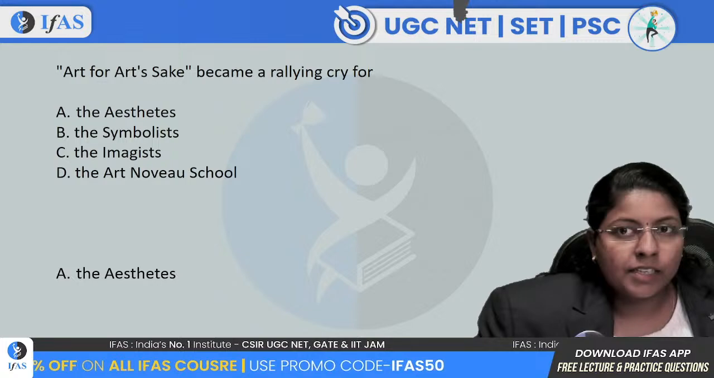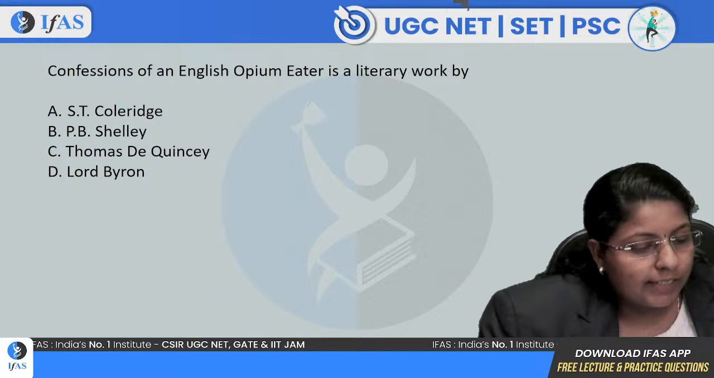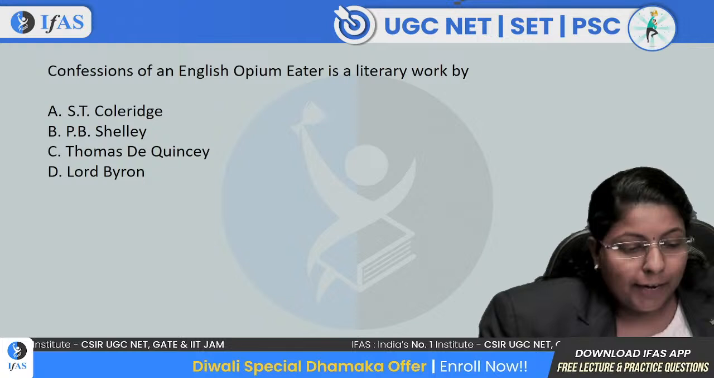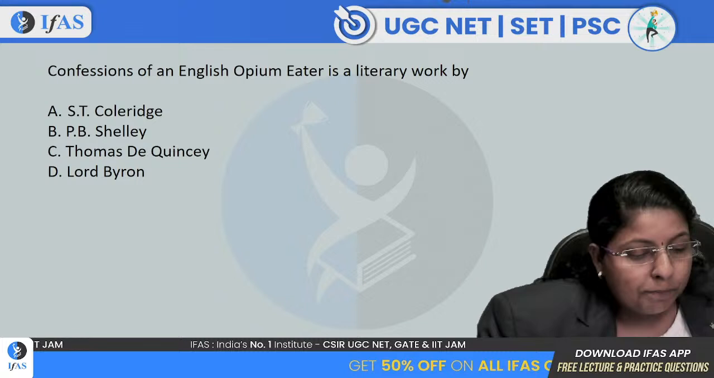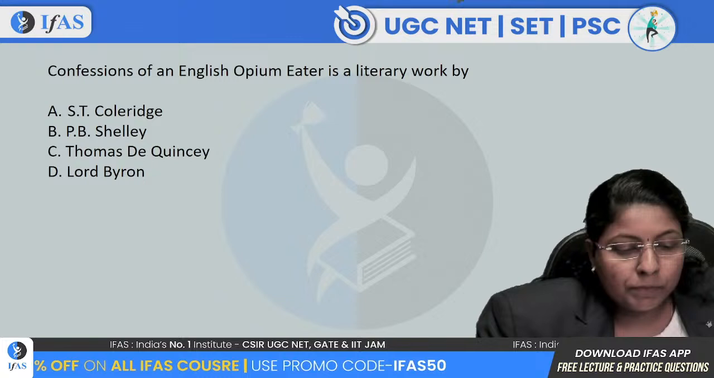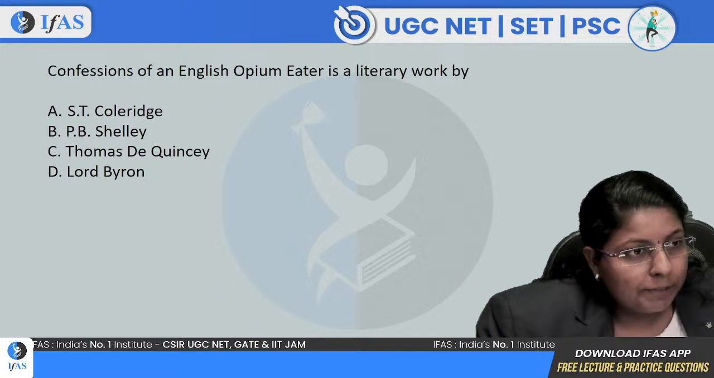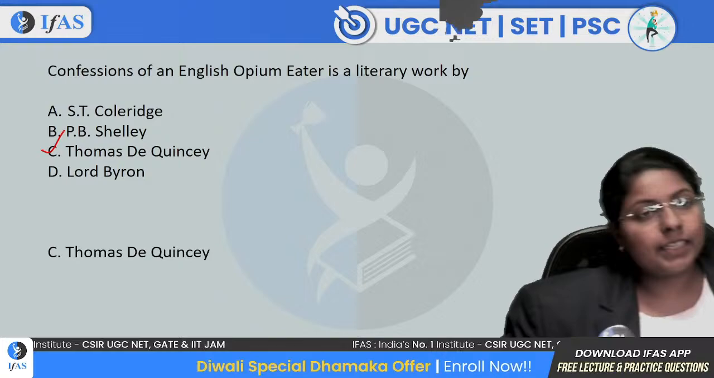All right. So moving towards the next question. Confessions of an Opium Eater is a literary work by whom? We have the options here: Samuel Coleridge, P.B. Shelley, Thomas De Quincey, Lord Byron. Thomas De Quincey. Yes, I have already discussed him, right? That is Thomas De Quincey.